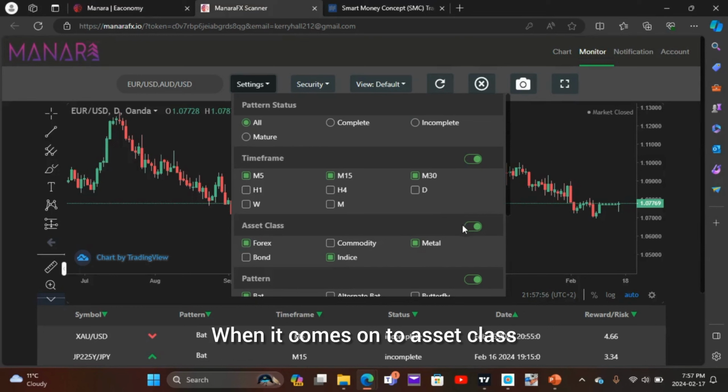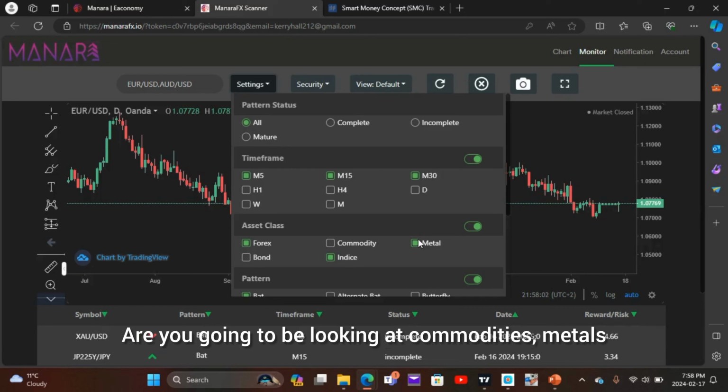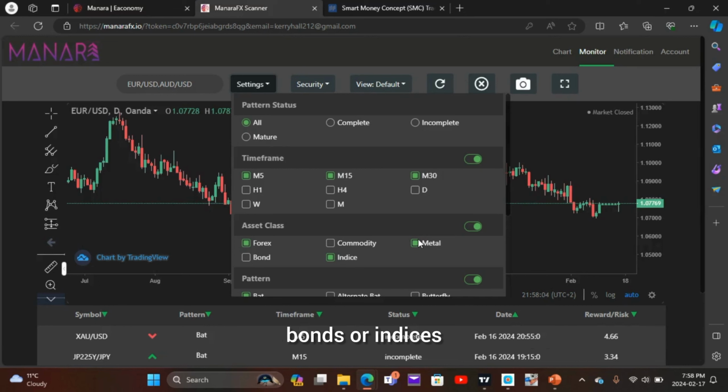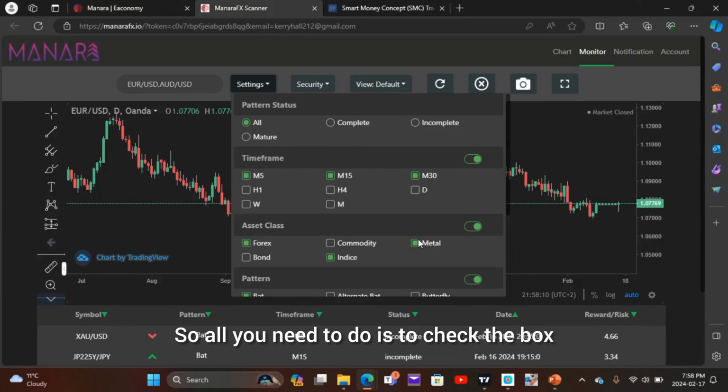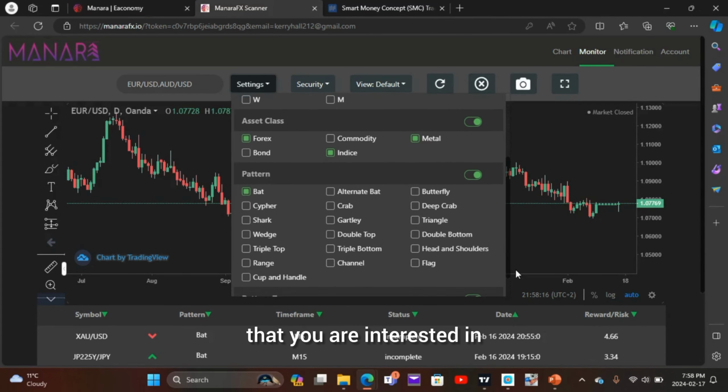When it comes to asset class, it's saying to you, what are you trading? Are you going to be trading forex, currency pairs? Are you going to be looking at commodities, metals, bonds, or indices? For me, I'm focusing mainly on forex, indices, and the metals. So all you need to do is check the box of the one that you are interested in.